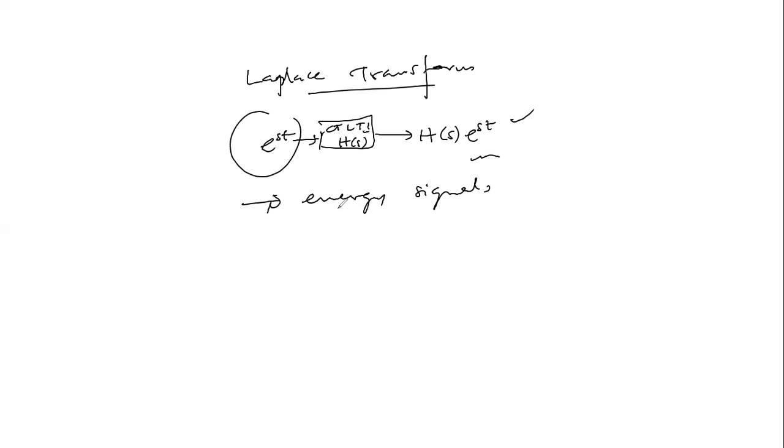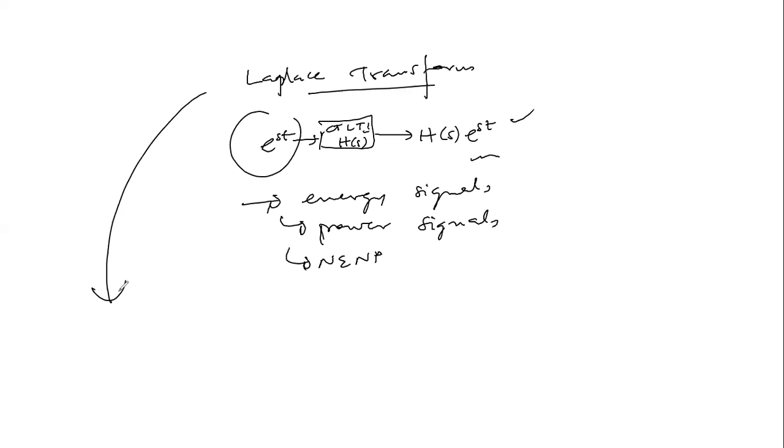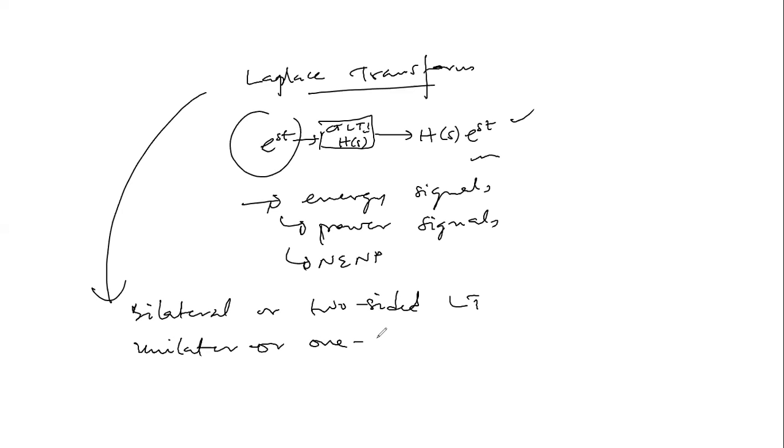It can be used for the analysis of power signals, and also for the analysis of signals that are neither energy nor power signals. And by definition, we have two forms of Laplace transform: the bilateral or two-sided Laplace transform, and the unilateral or one-sided Laplace transform.